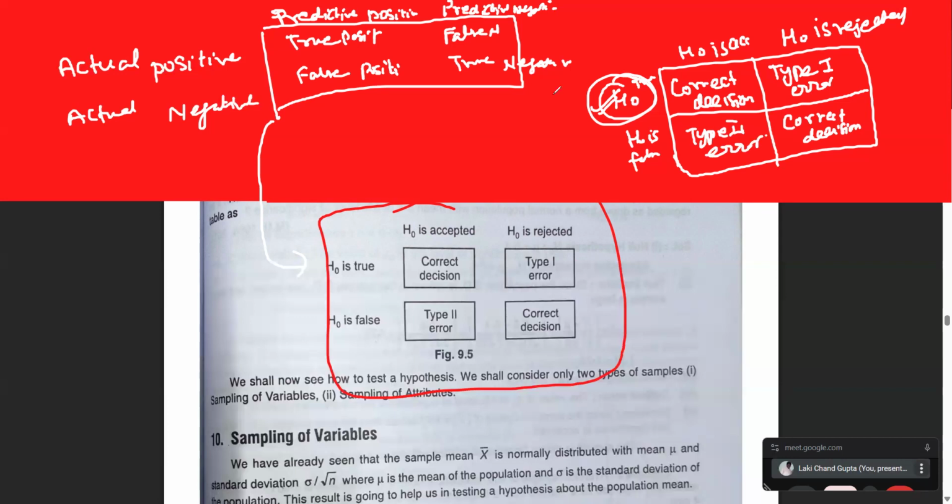So this is called confusion matrix because when you read this, you will get confused. But when you see this matrix, you will understand, right? So this is not very important.